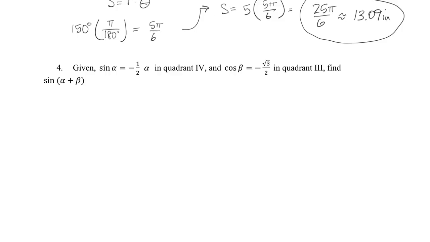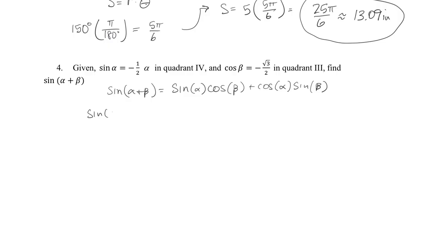All right, question 4, we need to find and evaluate the sine of alpha plus beta. So this is going to be the sum formula for sine. So sine alpha plus beta equals sine alpha cosine beta plus cosine alpha sine beta. So we need to figure out the sine of beta.